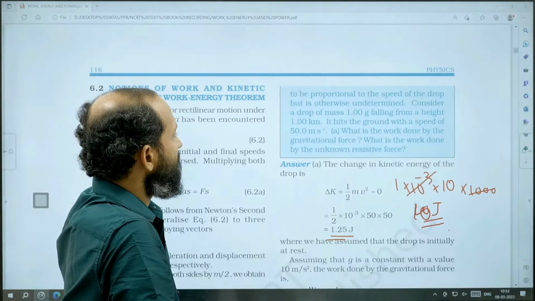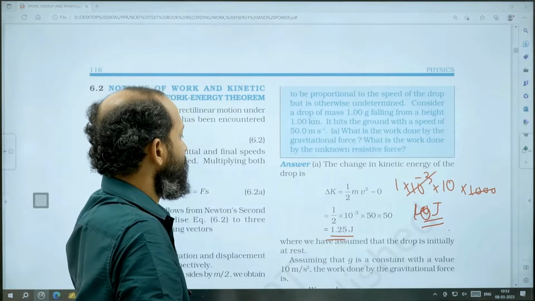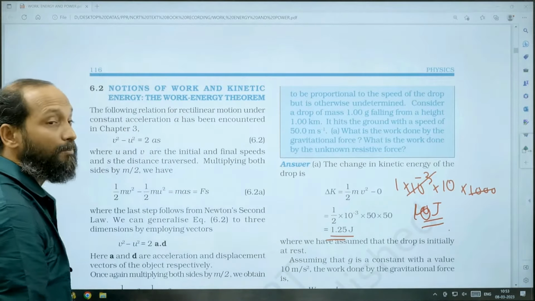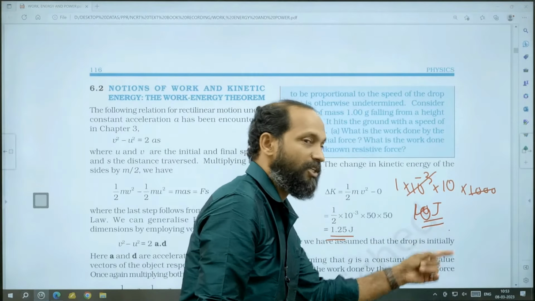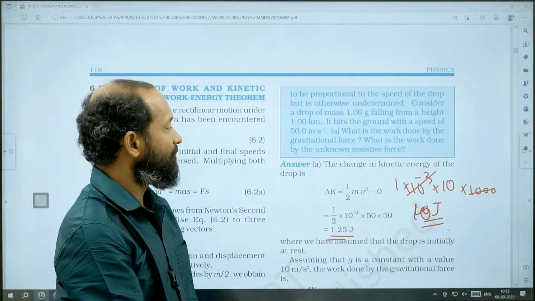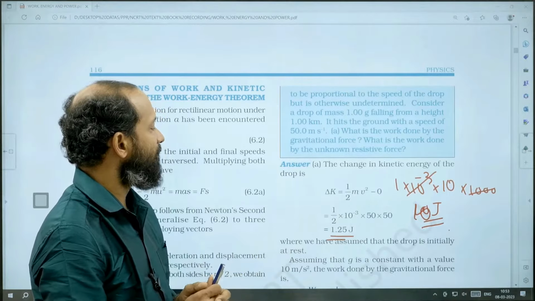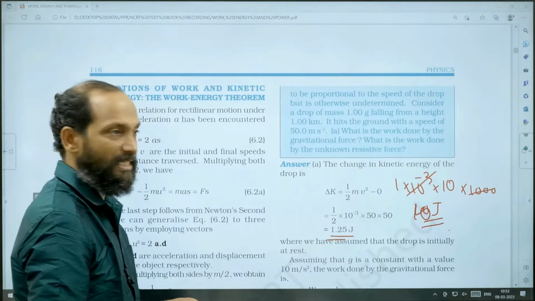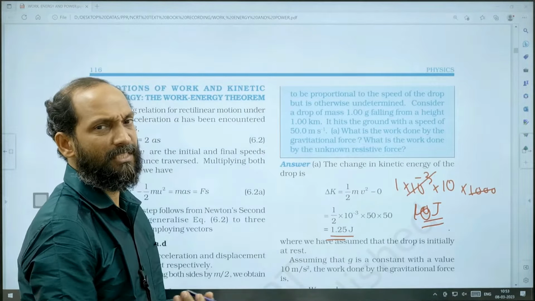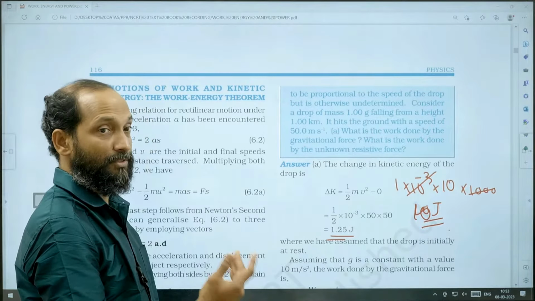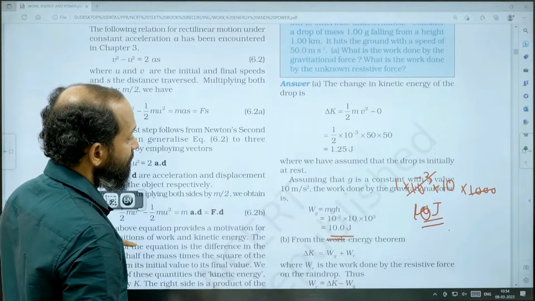The initial kinetic energy is 0, starting from rest. Change in kinetic energy is equal to the final kinetic energy. So the final kinetic energy is only 1.25 joule, but the initial potential energy was 10 joule. Out of that 10 joule, only 1.25 joule has appeared as kinetic energy. It was expected that the entire 10 joule would appear as kinetic energy. It doesn't happen. Why? Because of these frictional forces. So the rest of that energy appears as work done by resistive forces.